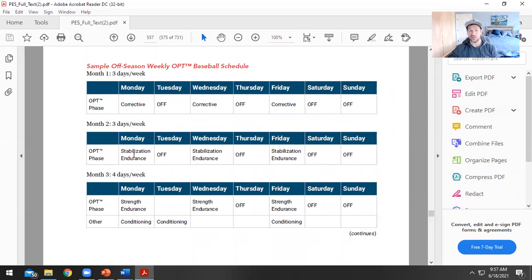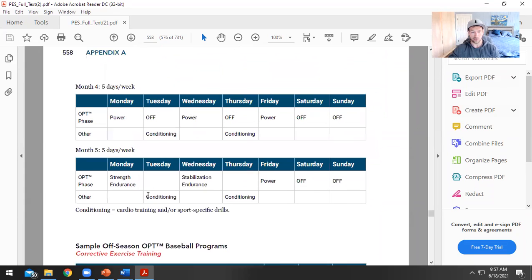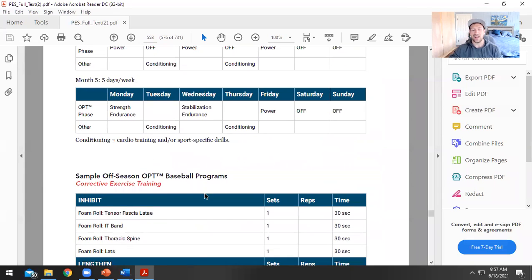Then month 2, they're doing 3 days per week, stabilization level, right? Mondays, Wednesdays, and Fridays. Month 3, they're doing 4 days a week where they're doing strength and endurance workouts on Mondays, Wednesdays, and Fridays. And they've got conditioning workouts Mondays, Tuesdays, and Fridays. So you can see this little blank day here. They don't have any strength work on Tuesday, but they're probably doing a whole bunch of conditioning drills. We're doing a lot of cardio, right? So this is kind of how they've got this laid out.